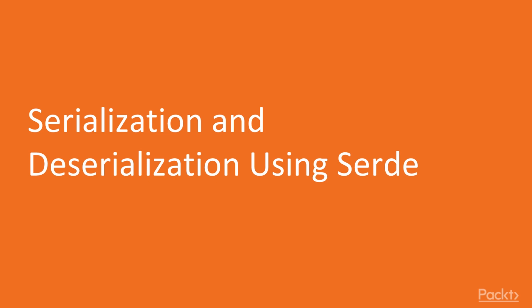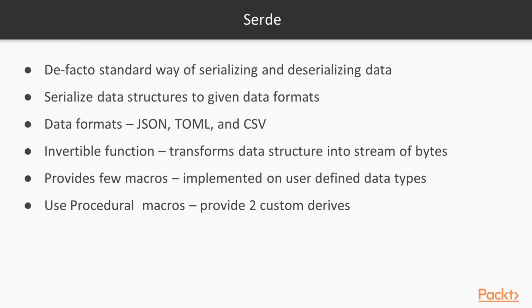Here we'll start with basic usage, and then move on to writing custom serializers using Serde. Serde is the de facto standard way of serializing and deserializing data in Rust. Serde supports a number of data structures that it can serialize out of the box to a number of given data formats, including JSON, TOML, and CSV. The easiest way to understand Serde is to think of it as an invertible function that transforms the given data structure into a stream of bytes.